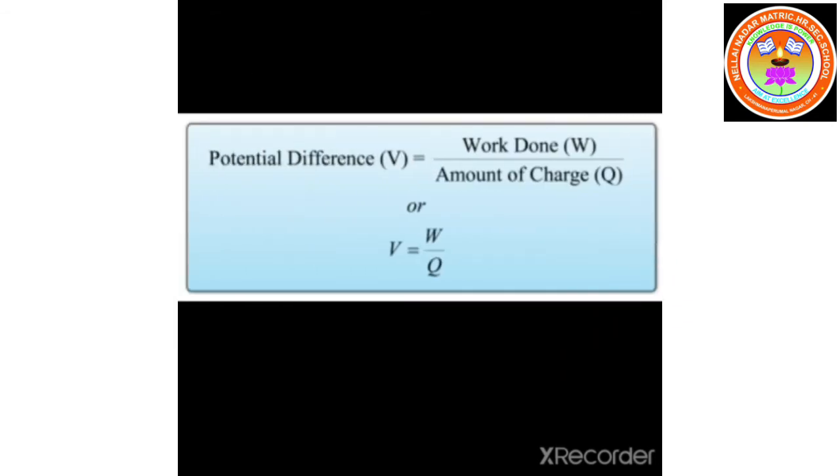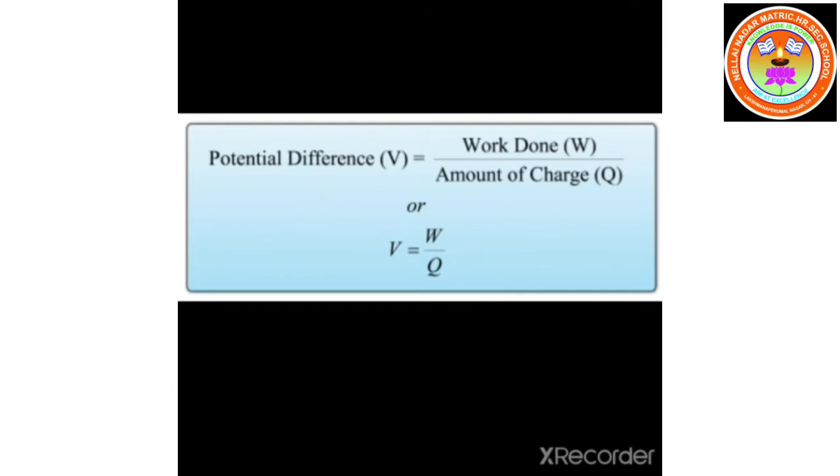Potential difference is denoted by the symbol V. Work done is denoted by the symbol W. The amount of charge which we moved from one point to another point, here from A to B, is denoted by the symbol Q. So finally, what is the formula here? We have V is equal to W by Q. This is the formula for the potential difference.